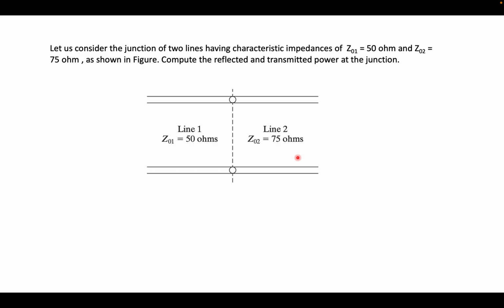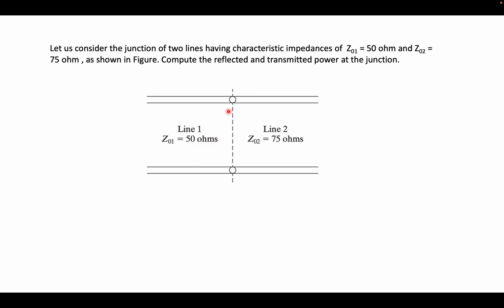So the first problem is this. Let us consider the junction of two lines, one having a characteristic impedance of 50 ohm and the other line having a characteristic impedance of 75 ohm. Here you can clearly see it's two transmission lines with a joint, and they have different characteristic impedance. You need to calculate the reflected and transmitted power at this junction. Please take your time and let me know the answer.